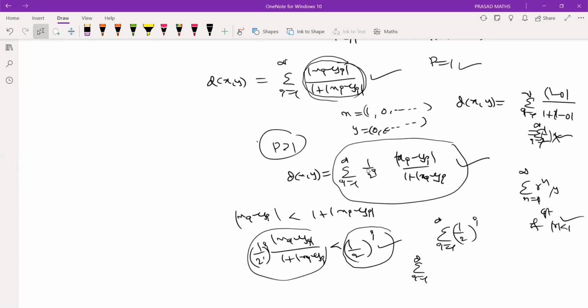The series, summation i equals 1 to infinity of 1 by 2 power i times mod of xi minus yi by 1 plus mod of xi minus yi, is convergent. Therefore, your distance function is meaningful. This is a real number. Is it clear? Is the step clear? Put it in the chat box.